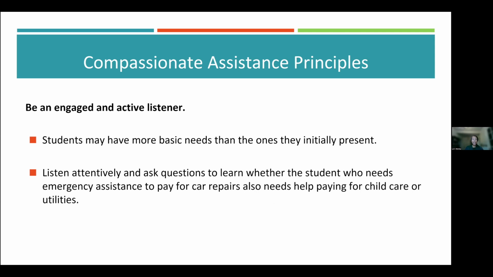Be an engaged and active listener. Students' needs travel together, so listen to make sure that you're meeting all of the needs that they have. If they come in for emergency assistance, they may also need assistance with food. They may also need assistance with childcare, etc.